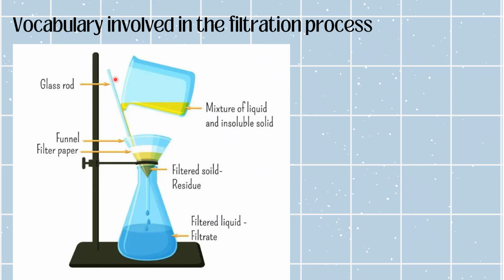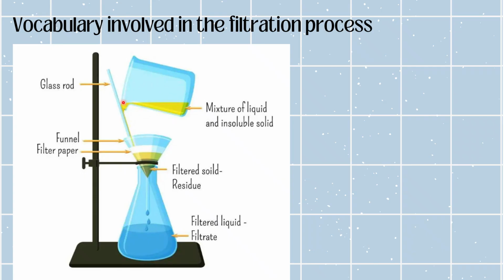And next, we are going to use a glass rod. It makes it easy to transfer the liquid exactly inside the funnel without losing a single drop. And inside the beaker, we have our mixture of solid and liquid. That solid is insoluble, hence we are trying to separate it from that particular liquid.